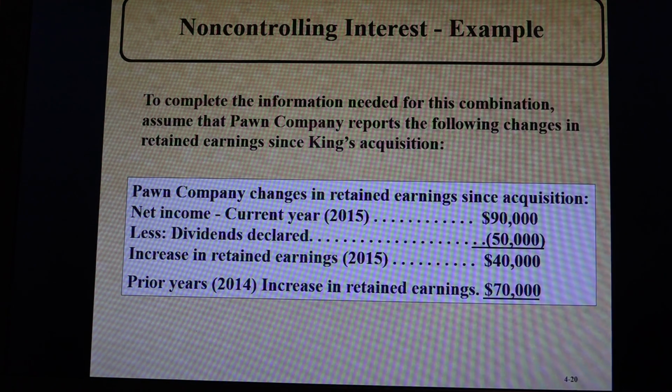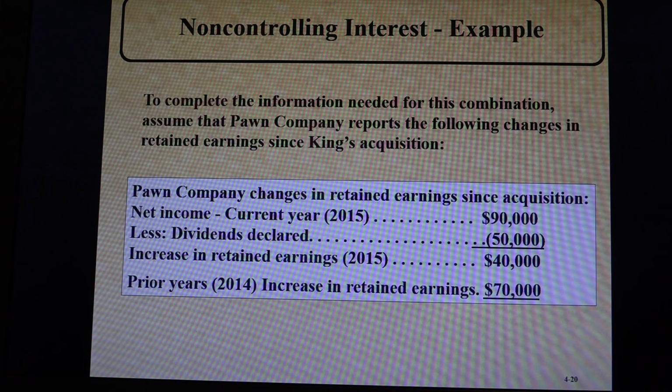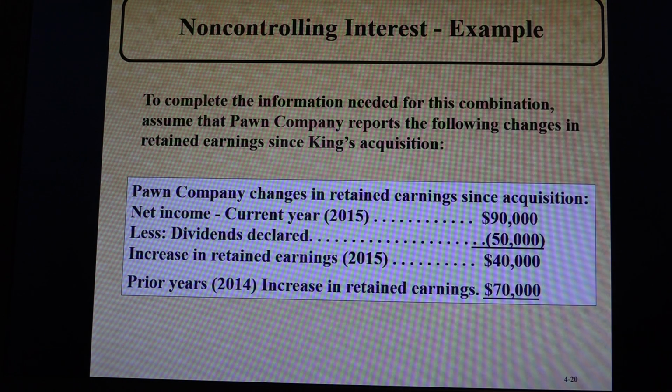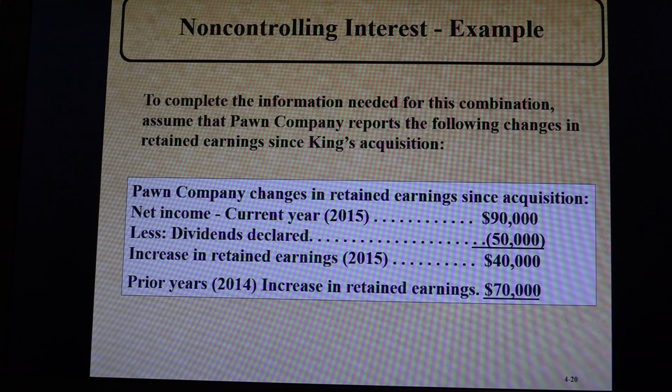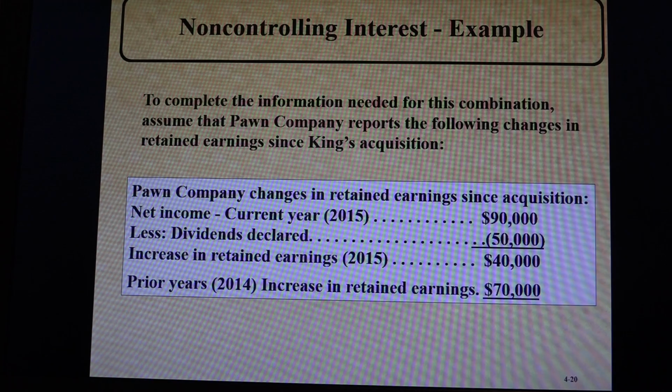And so 80% of that goes to King Company, $56,000. And if you look at Exhibit 4.4, you see what they've done there. They started out with their acquisition price. Again, they're using the equity method, right? King is. So they start out with their acquisition price for the 80% interest of $780,000.